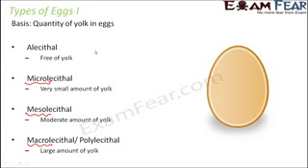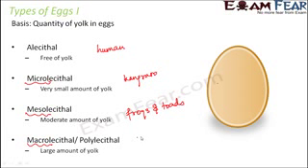Now where do we find alecithal eggs? The best examples are the human eggs, which are alecithal. If you talk about microlecithal, the eggs of kangaroo could be a good example. Eggs of frogs and toads are mesolecithal, and eggs of insects, bony fishes, reptiles and birds are macrolecithal. I'm sure you would have seen the eggs of birds, and you get to see a huge amount of yellow colored yolk inside. So when a large amount of yolk is present, that's macrolecithal.